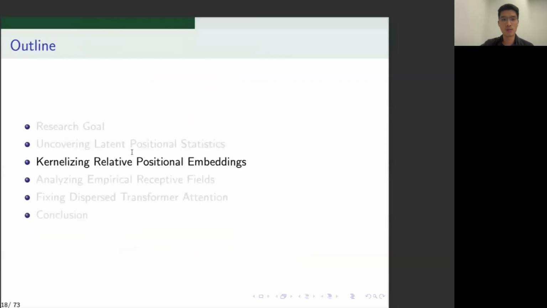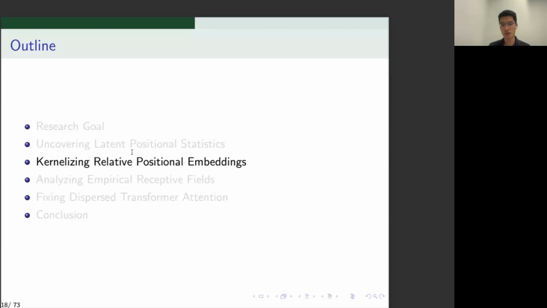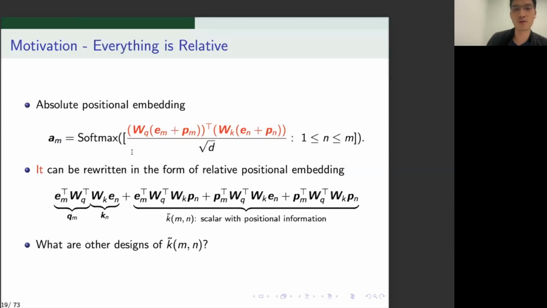So, okay, let me move on to the second section. It's called kernelizing relative positional embedding, because from the experience in the first section, it seems like we really need some sort of positional embedding to capture the positional information. So this is the motivation.